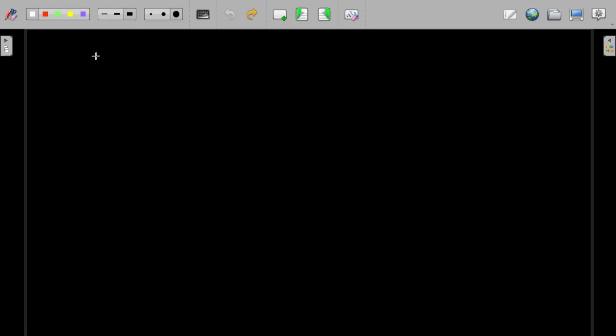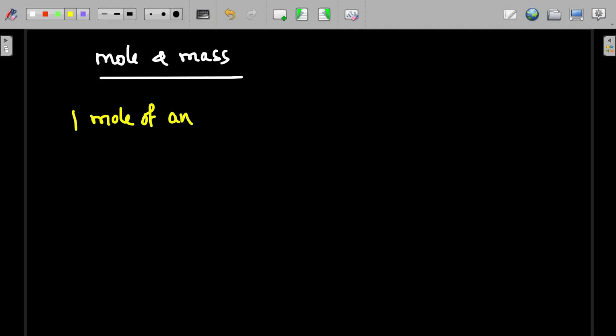So we'll write here mole and mass. The relationship between mole and mass. So if I take 1 mole of an atom, what will be the mass? Now, the number, you know, is 6.023 into 10 to the power of 23 atoms. But what will be the mass of that? That will always be equal to the gram atomic mass. Now what is gram atomic mass? Whatever atomic mass you have been given, you just express it in grams.